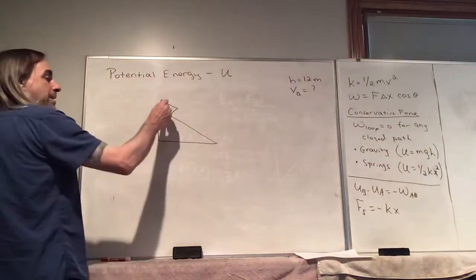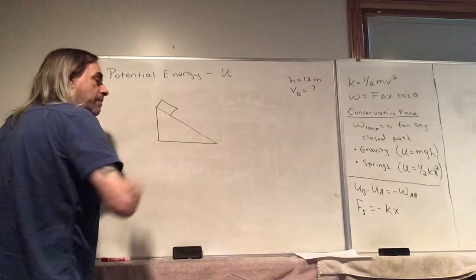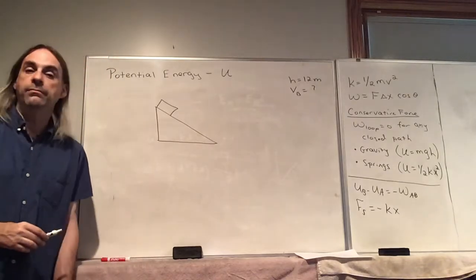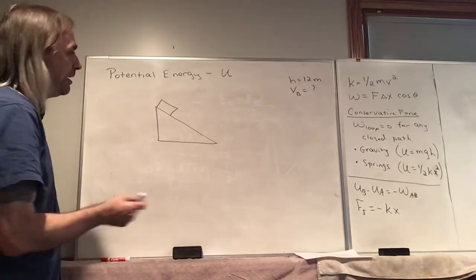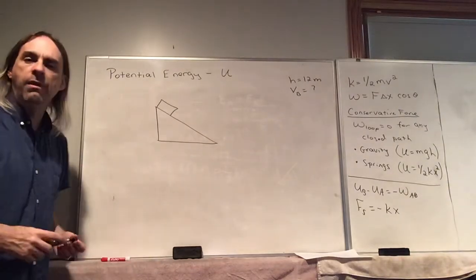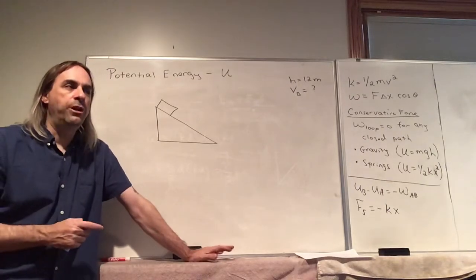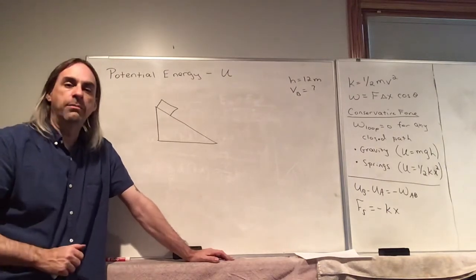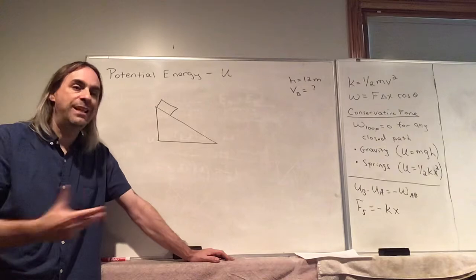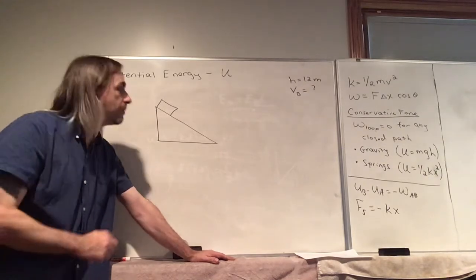Let's say we have a mass on an inclined plane. We want to know how fast it's going to be going at the bottom of the plane. So we need to know the coefficient of friction and the angle. We need to know all that stuff to solve it. But can we use conservation of energy? Not exactly, because friction is involved, which is dissipating energy. But we can use the idea behind it.